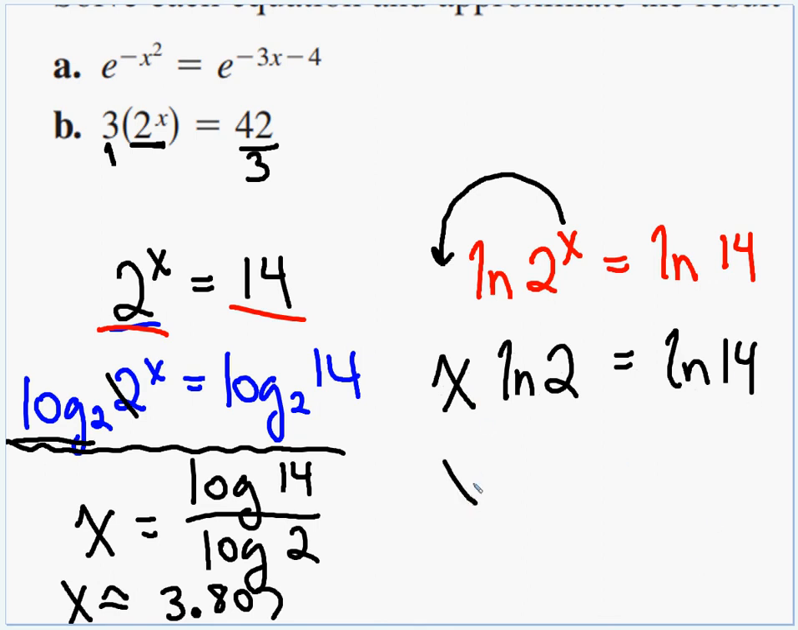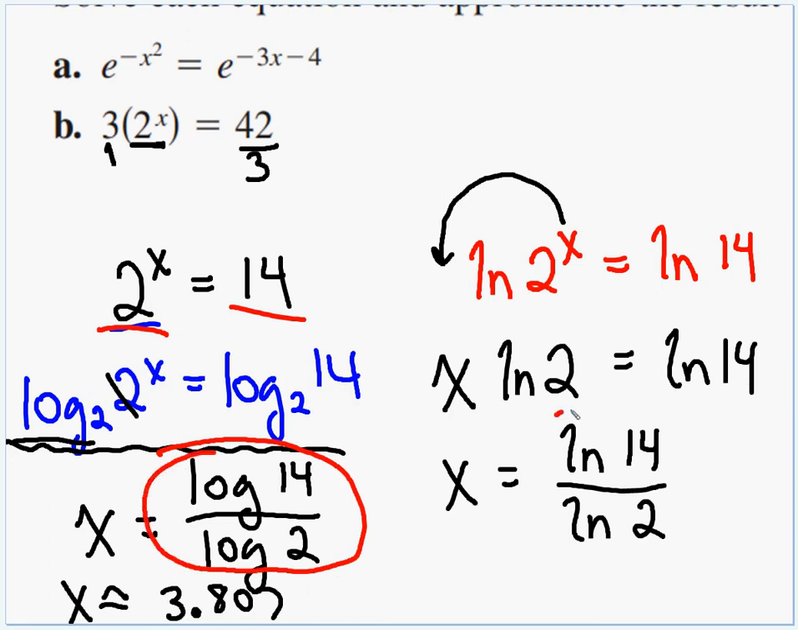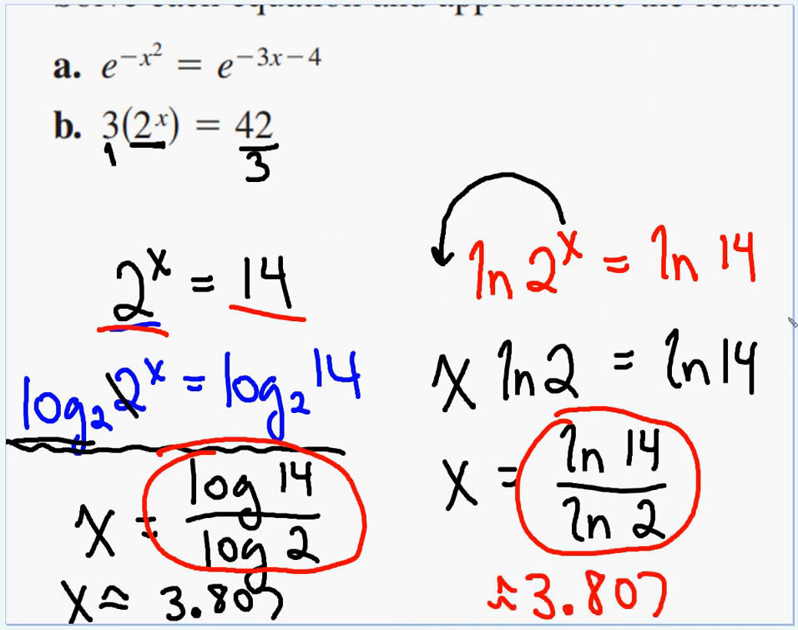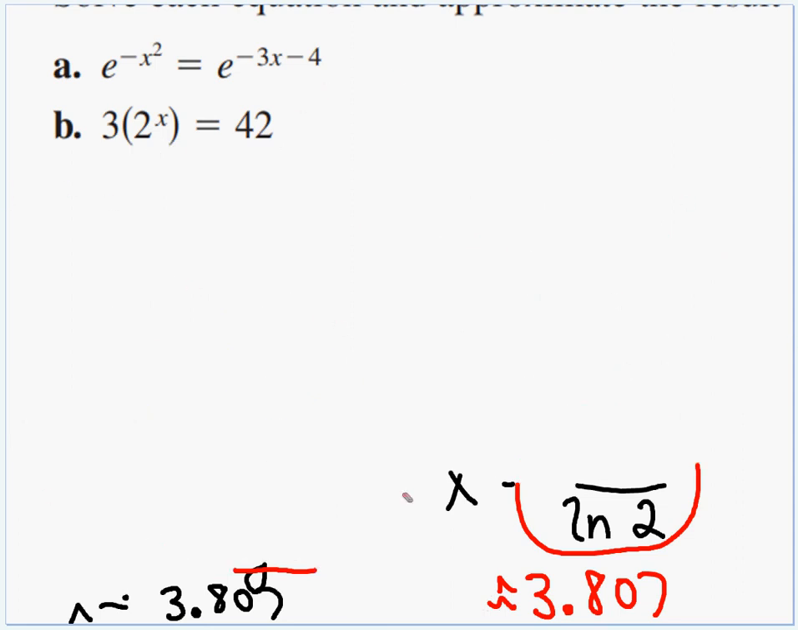And then to get x alone, we would divide both sides by the nat log of 2. Now remember here, if you punch this in your calculator with the logs and this one with the natural logs, when you divide, we will get the same answer, approximately 3.807. So for a lot of these, there are different avenues you can take to get to the right answer.